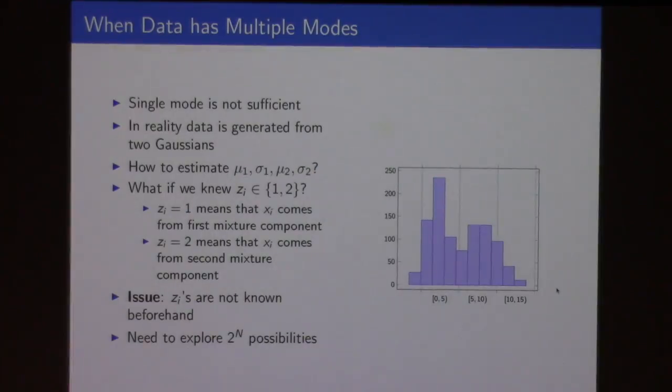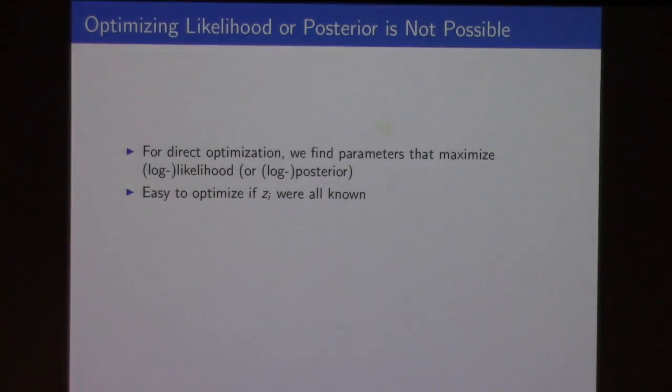But that is the problem, that we don't know the Zi's. So how do we figure out those things without knowing the Zi's? If you want to do it in a brute force way, you can do that. You can explore all possible combinations of Zi. Let's say you have 100 data points, so you have 100 Zi's. You can try out every possible combination of Zi's and estimate two Gaussians every time, and then see which one fits the best. But that's of course not a very computationally feasible approach.